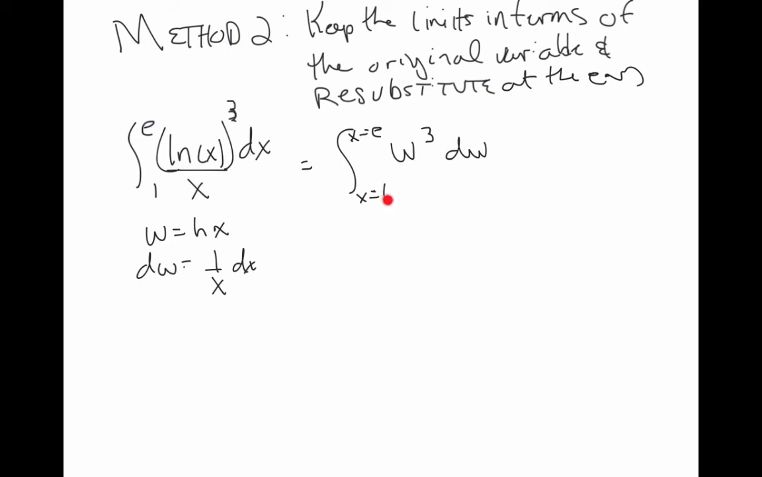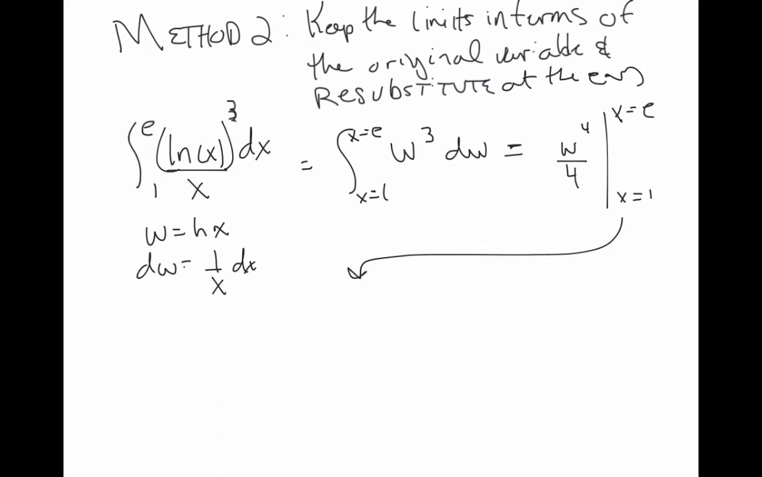You have to write x equals because the variable in the integrand is w, but the limits are in terms of x. So now we're going to continue with the integration just as we always have. You're going to get w to the 4th over 4 evaluated at, once again, x equals e and x equals 1. You can't plug e and 1 into this expression, because it's supposed to be in terms of w. So now we have to resubstitute.